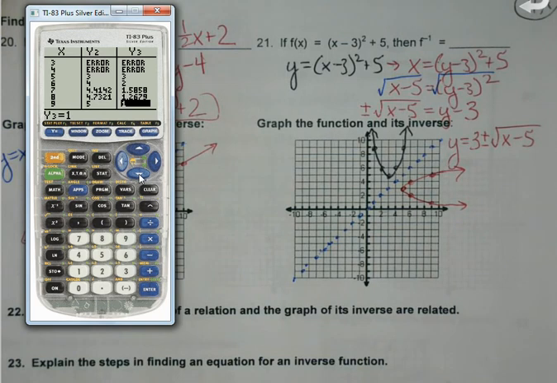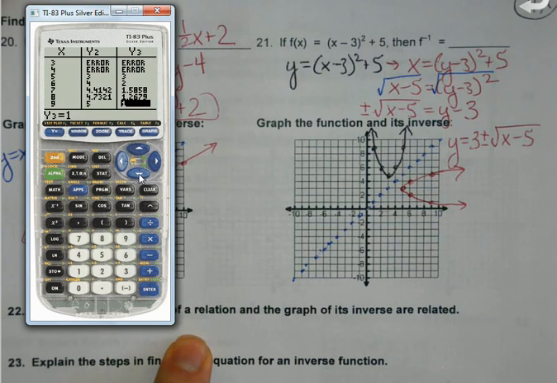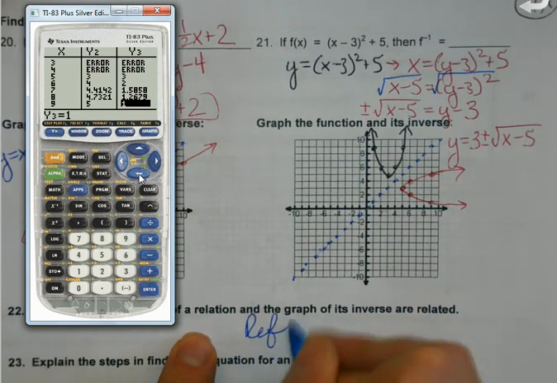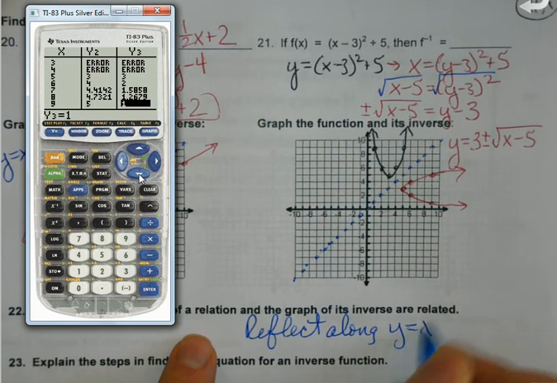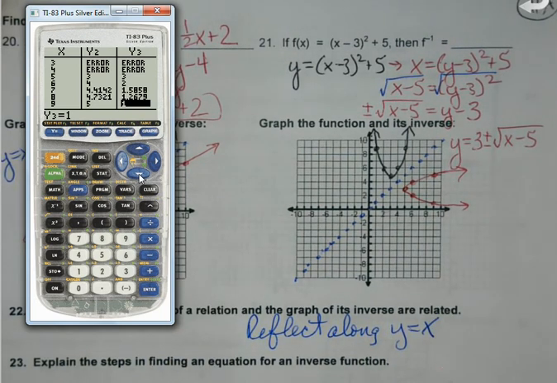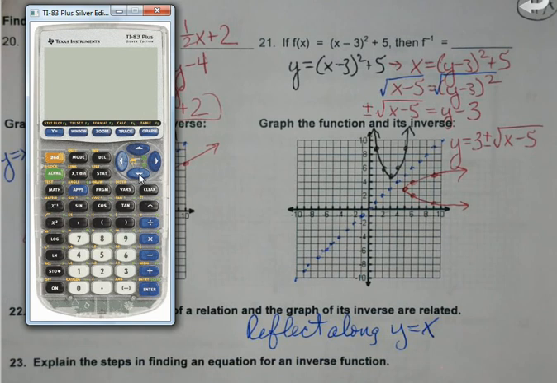And again, numbers 22 and 23 we've talked about, how we find those. Because if you do want to answer 22, they reflect along that line y equals x, that dotted blue line that I keep putting in on these. That's how they're related graphically when we look at the graph. And then we talked about the 3 steps to find an equation from an inverse: f of x becomes y, switch x and y, solve for y.